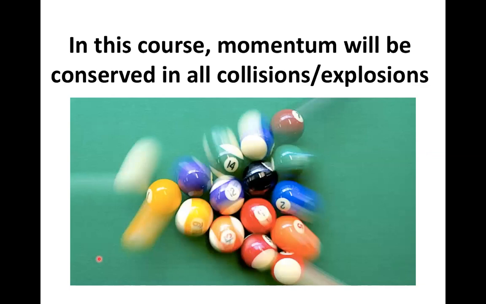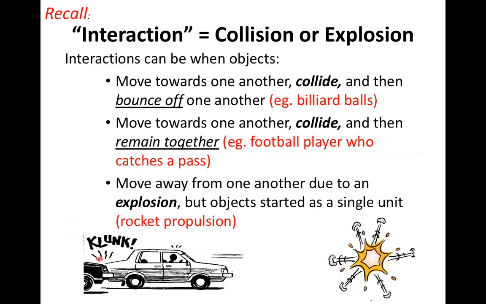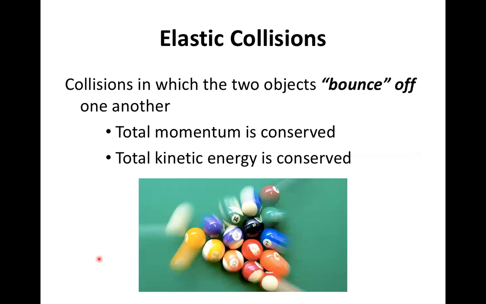And here's the visual. A reminder that the word interaction from that law of conservation of momentum can mean different things. The interaction can mean a collision where objects bounce off, like billiard balls, or it might mean a collision where the objects stick together after, like a running athlete catching a ball and continuing to run, or it might mean an explosion where one object turns into two or more objects.